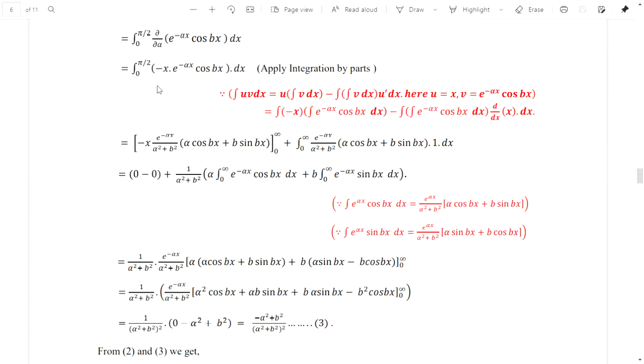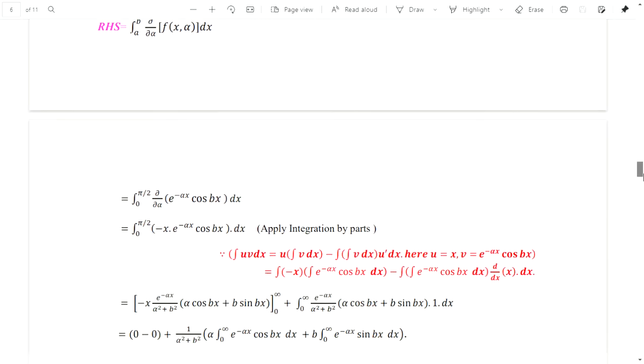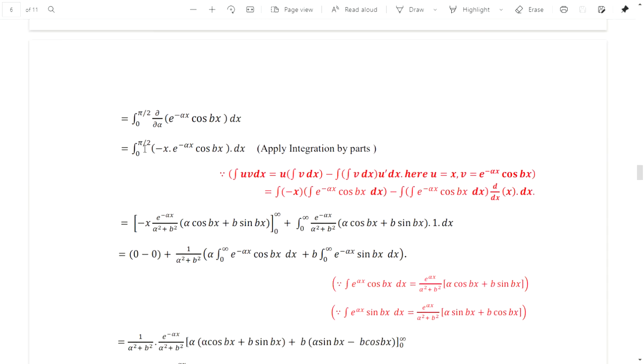The limits of integration are from 0 to infinity. So here the limits of integration are 0 to infinity. This is infinity, this is also infinity. From here onwards it is correct.